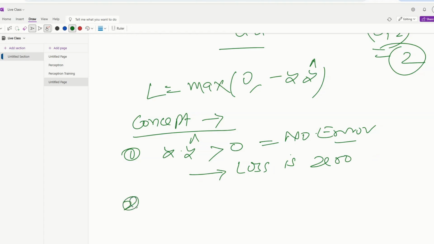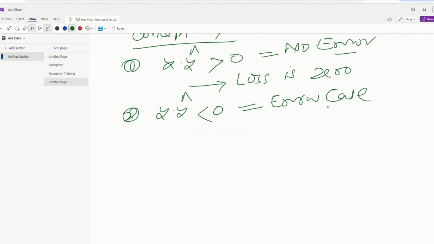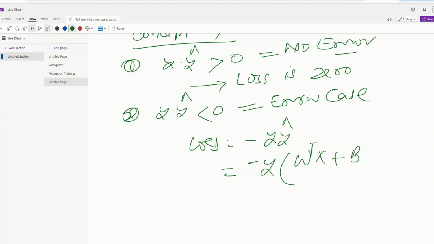Case number 2: if y into y predict is negative, then it's an error case. I just established that, right? It's an error case, and if it is an error, then my loss is minus y into y predict. I mean minus y into, and for y predict I can write w transpose x plus b. So this is what the equation is telling us.